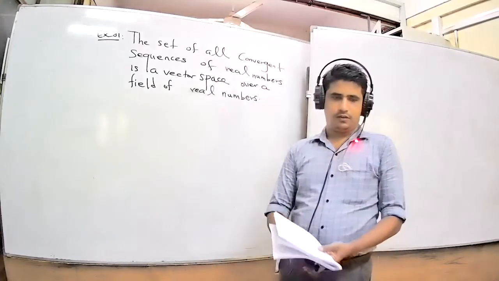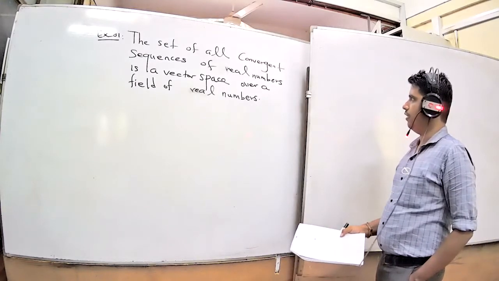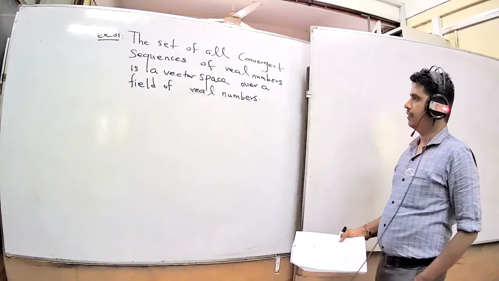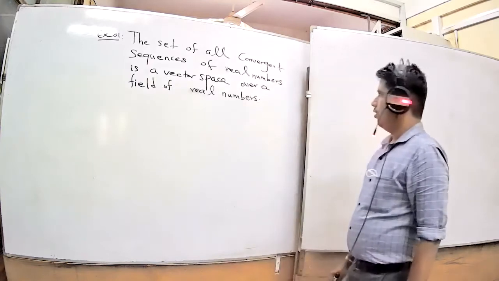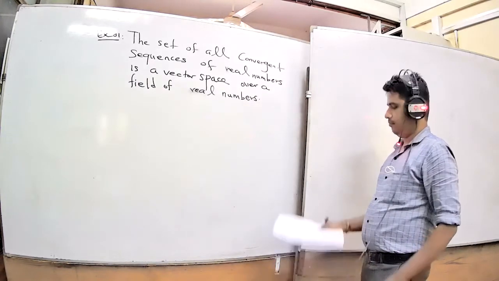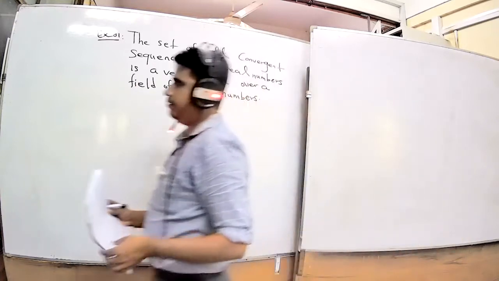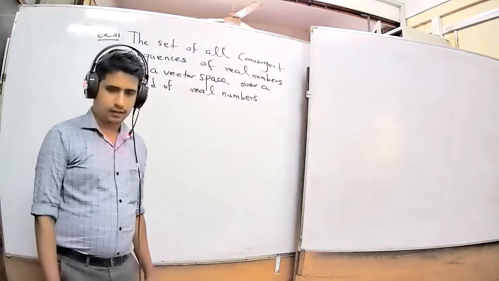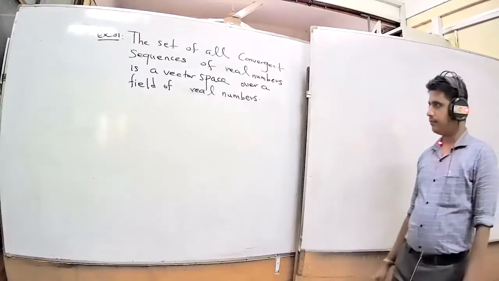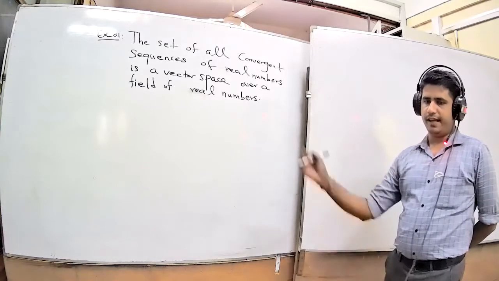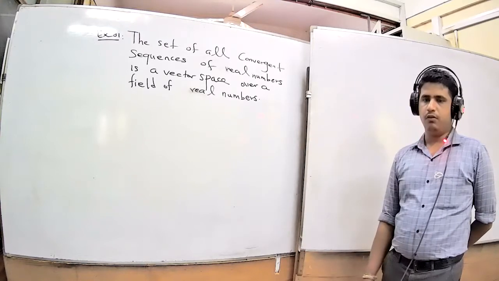Okay, for this question, the set of all convergent sequences of real numbers is a vector space over the field of real numbers. So your claim is you want to show that it is a vector space. So you want to check there are 10 axioms. If the 10 axioms are satisfied, then we can say that this set of convergent sequences of real numbers forms a vector space.